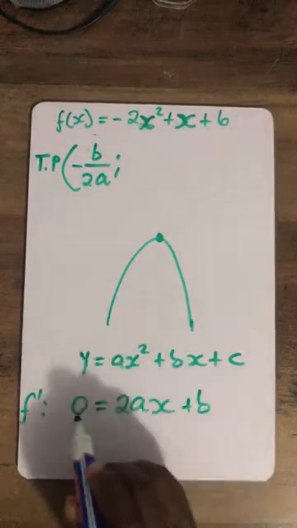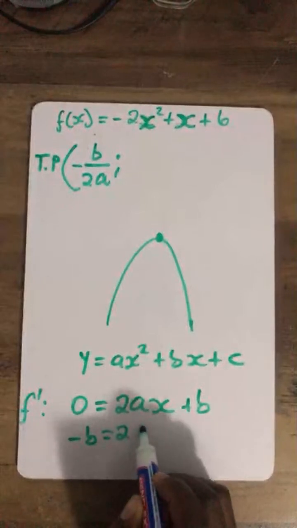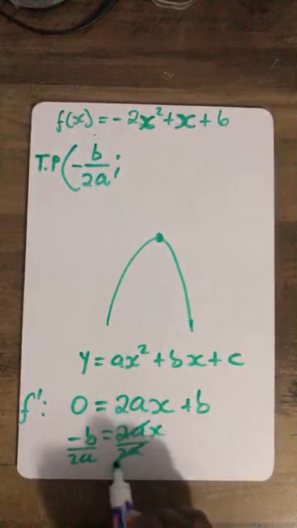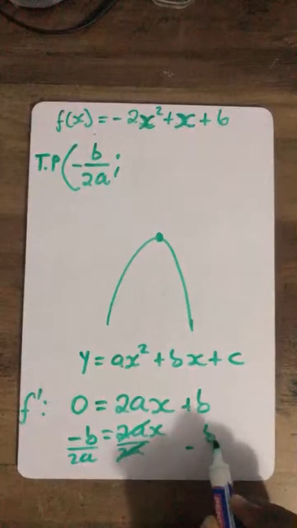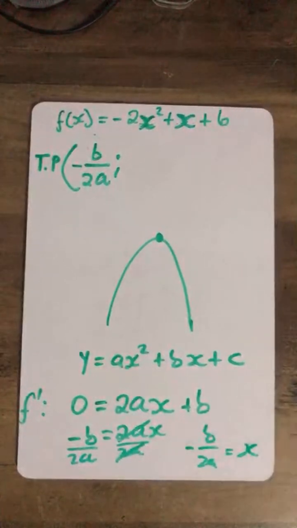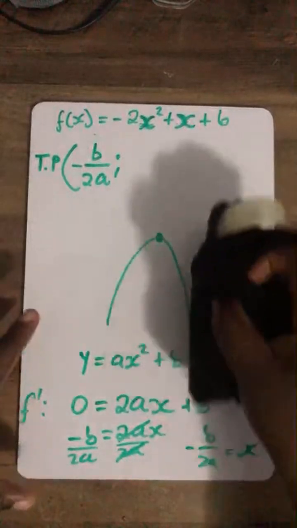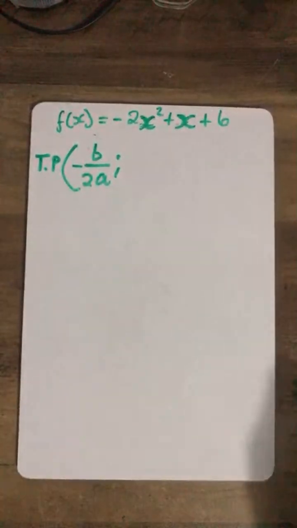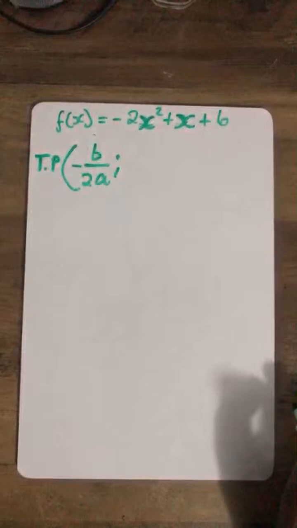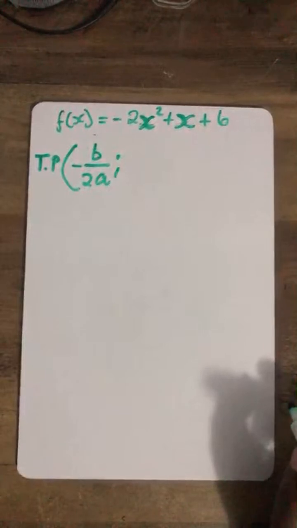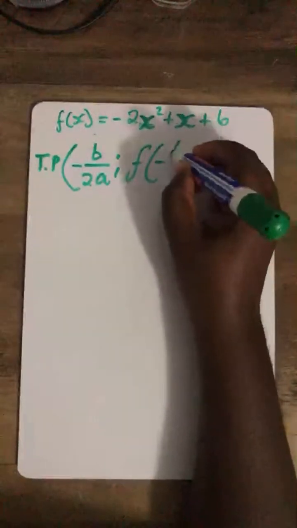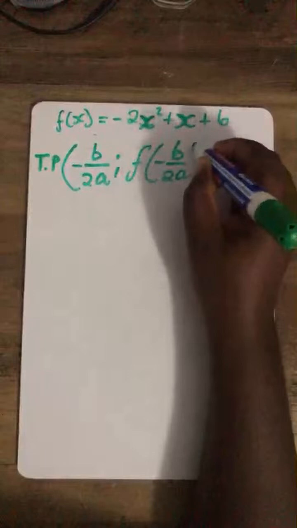Then what I do is to take this b to the other side, it becomes negative b, which is equal to 2ax. Then you divide by 2a on both sides, so that that cancels with that. And then you've got your negative b over 2a, which is equal to x. That's where the formula is coming from. I did not want to teach you guys that because it is not necessary at this stage. You just need to know that the formula for calculating the turning point is this, and then you are therefore going to say f of negative b over 2a.